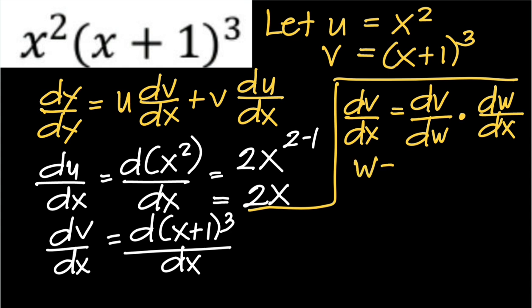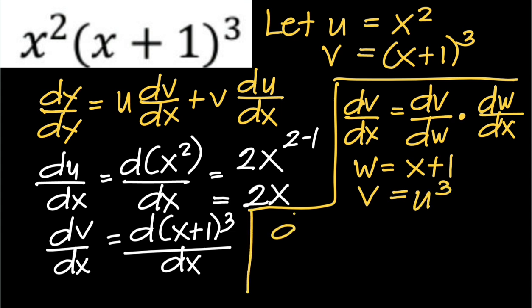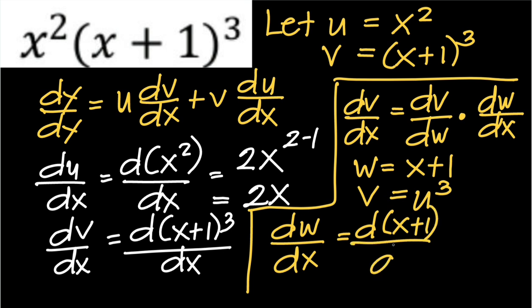So we let w be equal to x plus 1. Then our function v is just equal to w cubed. And the derivative of w with respect to x is just equal to the derivative of x plus 1 with respect to x. And this is just the derivative of x, which is 1, plus the derivative of 1, which is a constant, so 0. Therefore, dw over dx is just equal to 1.